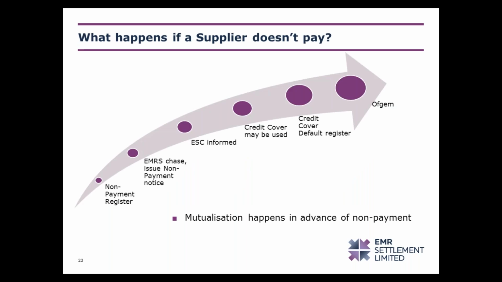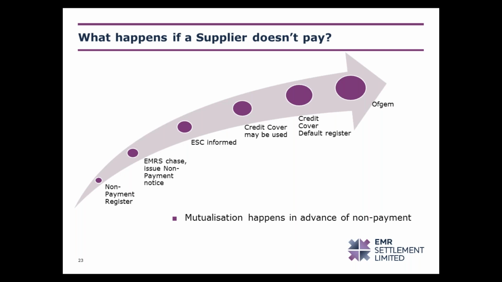So what happens if a supplier doesn't pay? So there are escalating actions here. We've got a non-payment register, so a bit similar to the credit default register. It's published on the ESC website. The supplier's name is on there for 12 months. Then EMRS will chase and issue your non-payment notice.